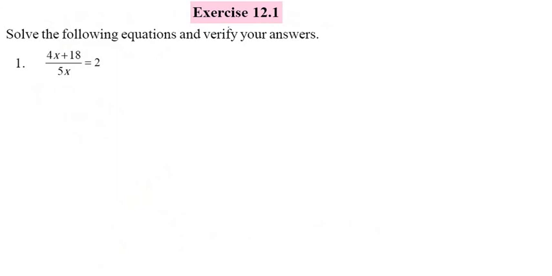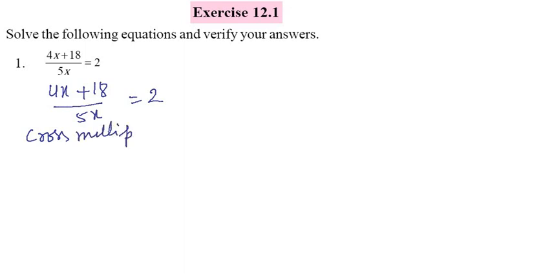Now come to exercise 12.1. Solve the following equations and verify your answers. Now how can we solve this? So first of all, you can take this one. It is 4x plus 18 upon 5 of x is equal to 2. First of all, you can do the cross multiplication.